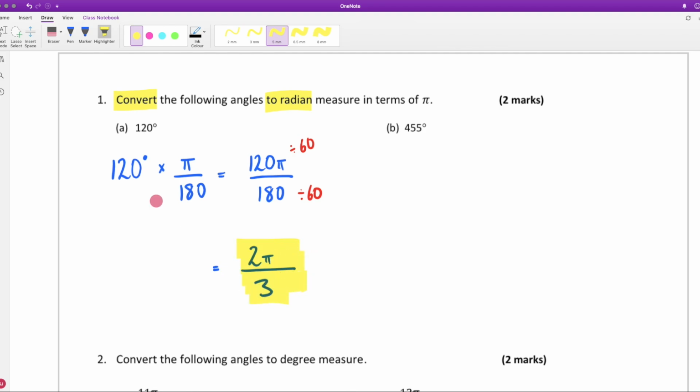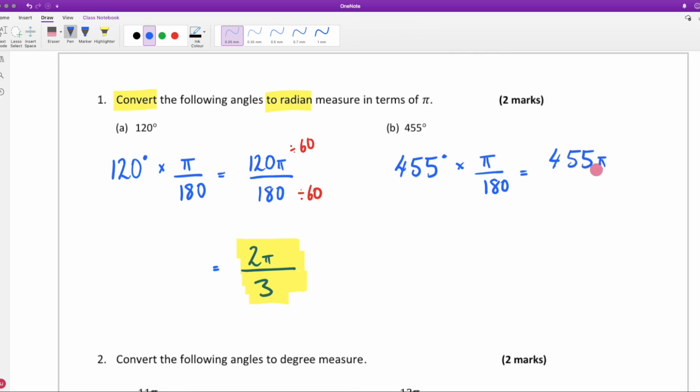Hopefully you got that one correct. Let's go to our next one. We have 455 degrees, and we're timesing it by pi over 180 in order to get it into radians. So let me just times it across first. 455 pi over 180. Now I can divide the top and bottom by 5 to simplify it.